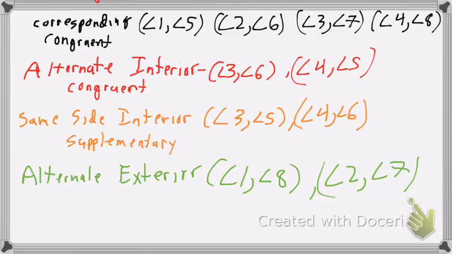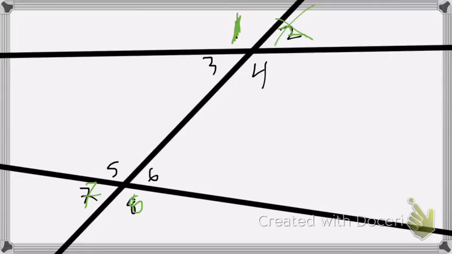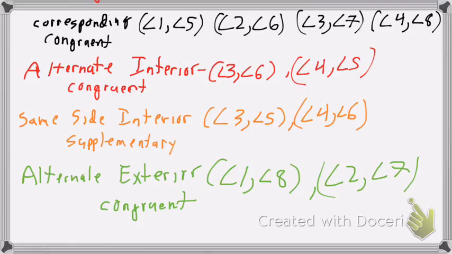So go back here and let's write that down. And those are going to be congruent. So keep in mind, this only happens if they're parallel lines. We can look back here and clearly see that 1 and 8 are not congruent. 3 and 6 are not congruent. 4 and 5 aren't. 2 and 7 are not. Okay? And so this only happens when there are parallel lines.